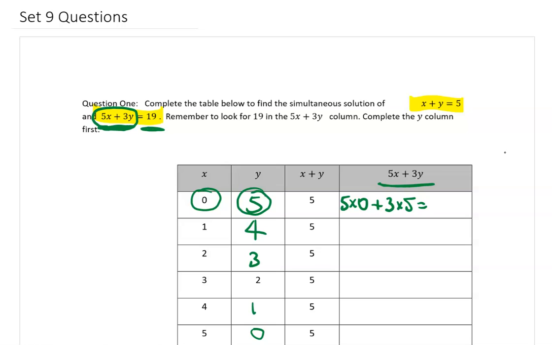Let's do the same thing for the next numbers. I'll change colour for you. Now we've got the same thing, 5 times, this time x is 1 and y is 4. So 5 times 1 plus 3 lots of y, 3 times 4, what does that equal? All right, let's do the next one. The rule is 5 times x, so 5 times 2 plus 3 times y, this time y is 3, so 3 times 3, what does that equal?